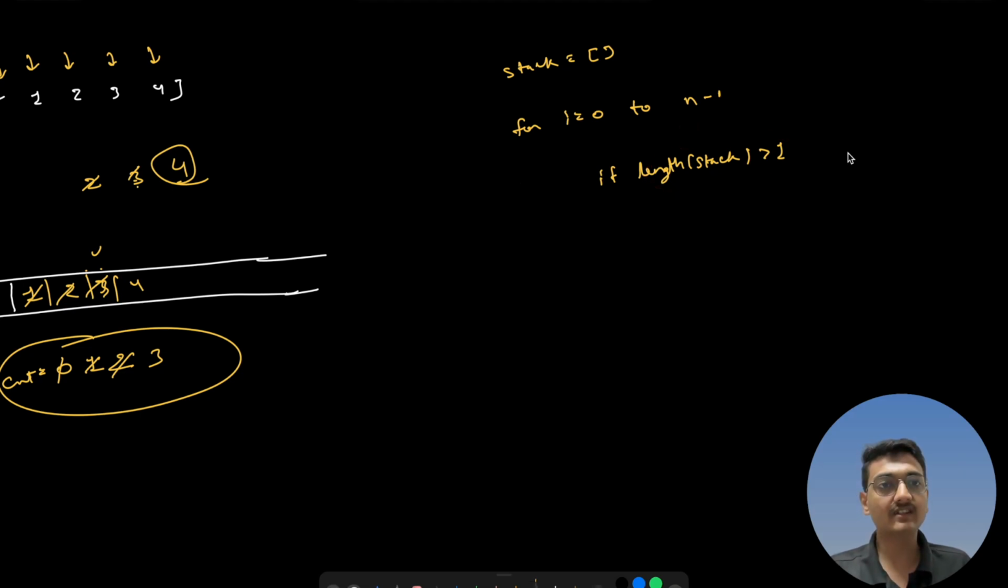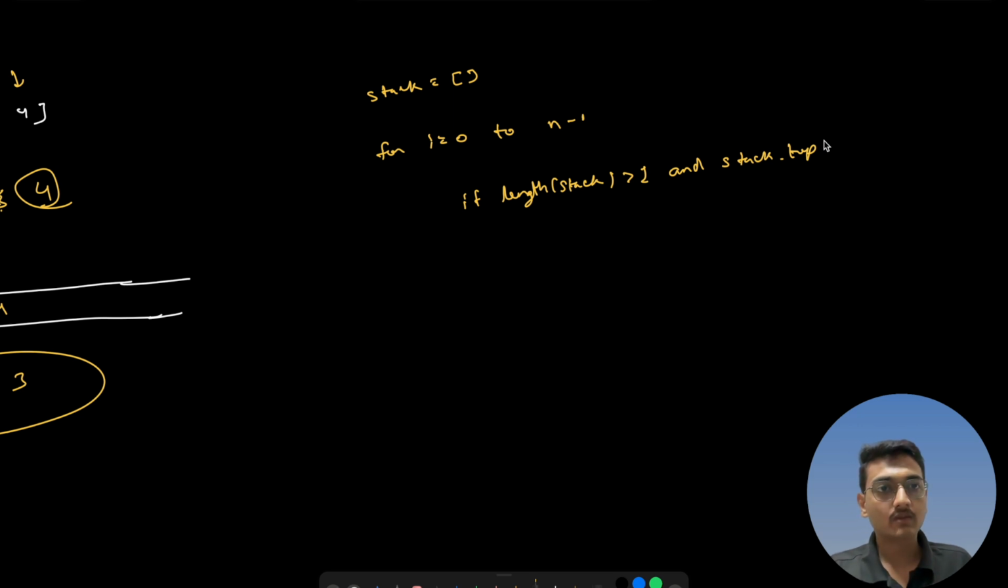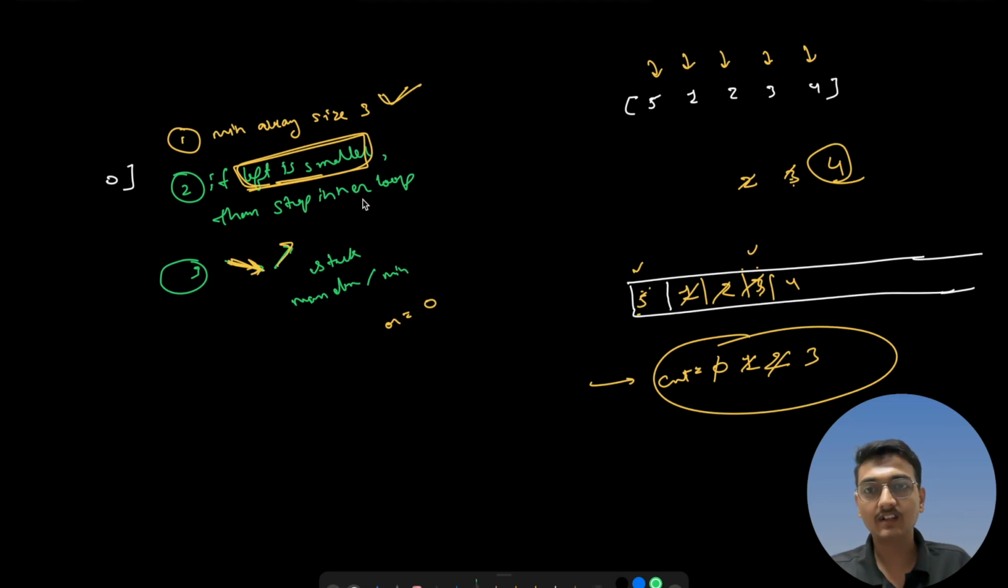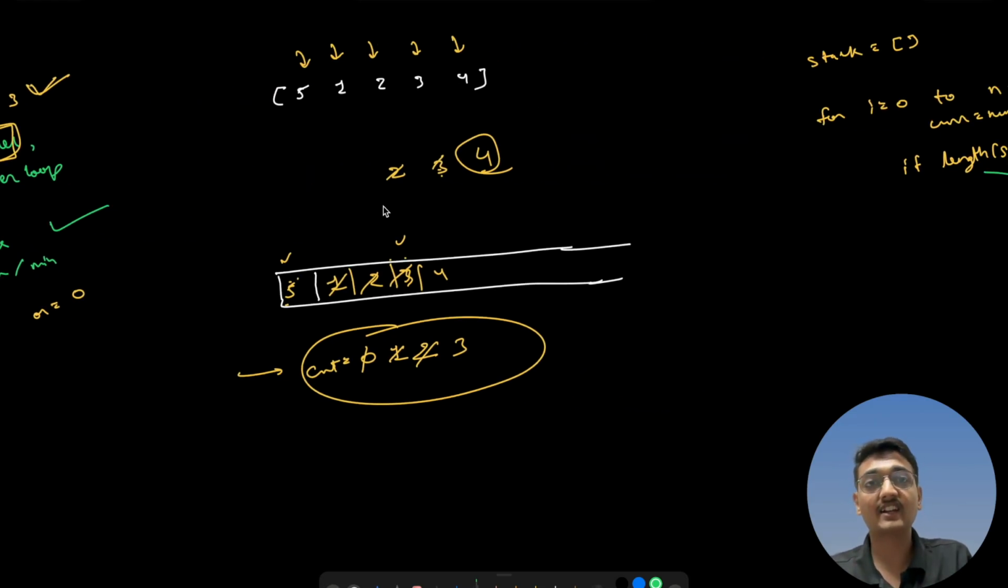What is the second condition? Second condition is, and stack dot top should be less than the current number, which will be nums of i. So this current number should be greater. What is it making sure? It is making sure that this is following the down property, downside. This is following the upside property. That means the third condition is getting satisfied. So yes, I can get my answer.